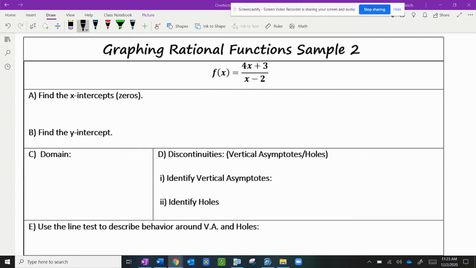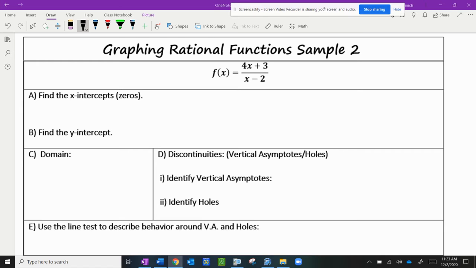Okay, this is our INB video for today. It's on graphing rational functions, sample number 2. I'm just going to go over 2 more this week, one today and one tomorrow. They're slightly different than the ones before. Typically, they're horizontal asymptotes or having a hole or not having a hole.